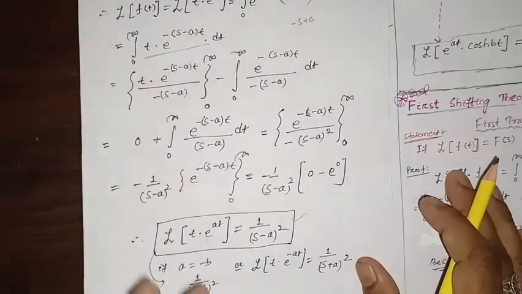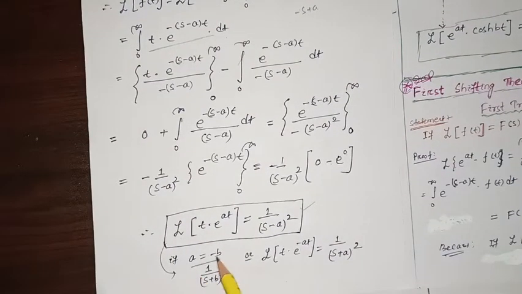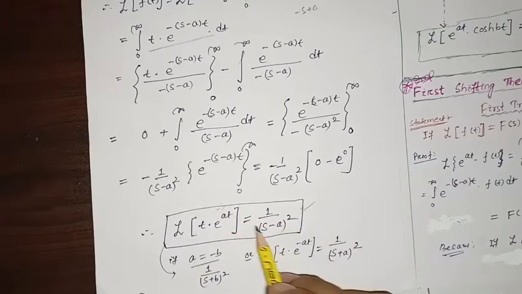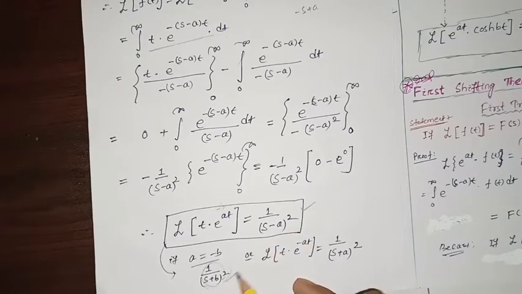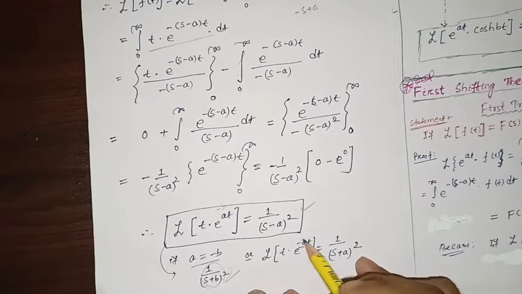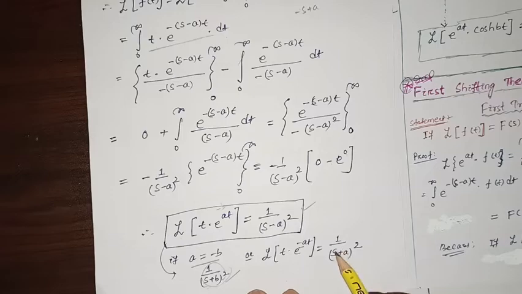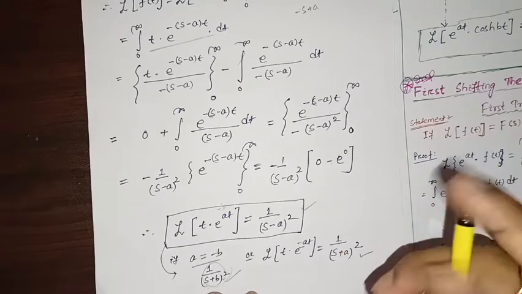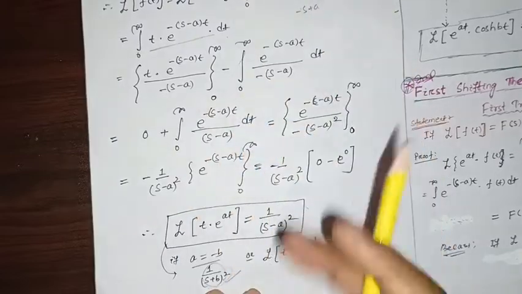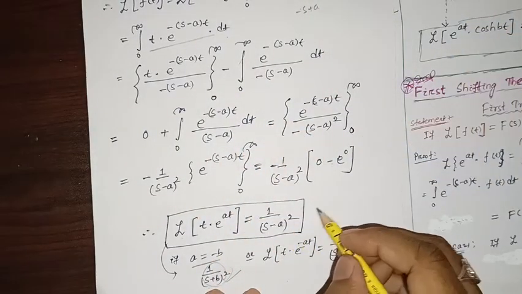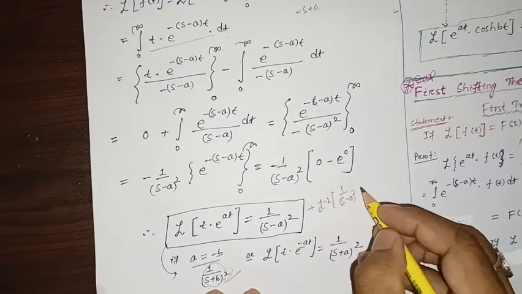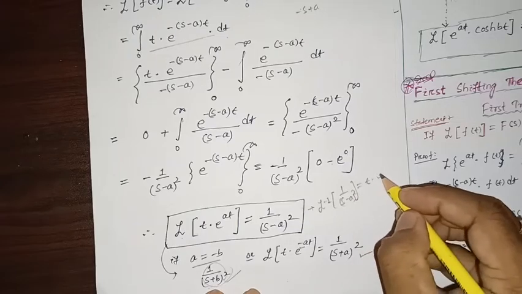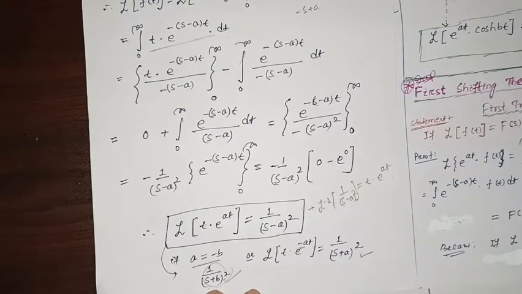Okay, here you can see that if suppose instead of a, minus b is there, what will the result be? It will be 1 by s plus b whole square. Suppose minus a is there instead of a, so it will be 1 by s plus a whole square. So just remember this expression: Laplace transform of t into e to the at will be 1 by s minus a whole square, and obviously inverse Laplace transform of 1 by s minus a whole square will be equal to t into e to the power at, right? Okay.